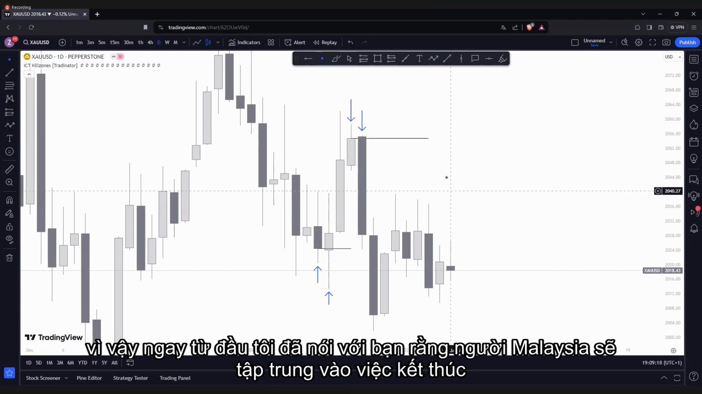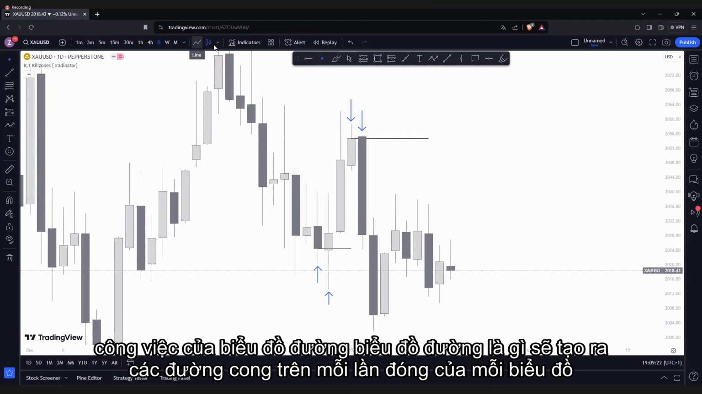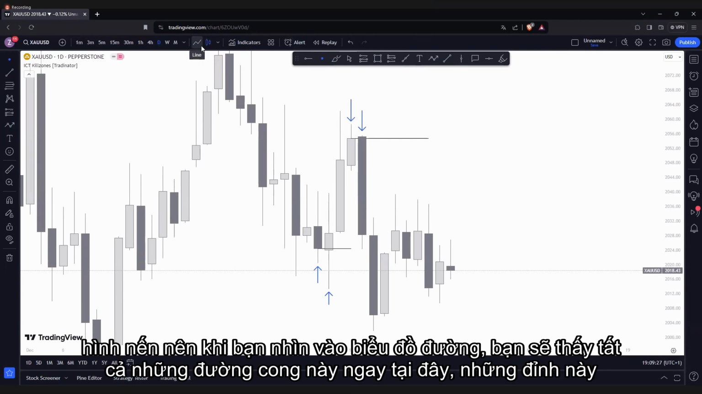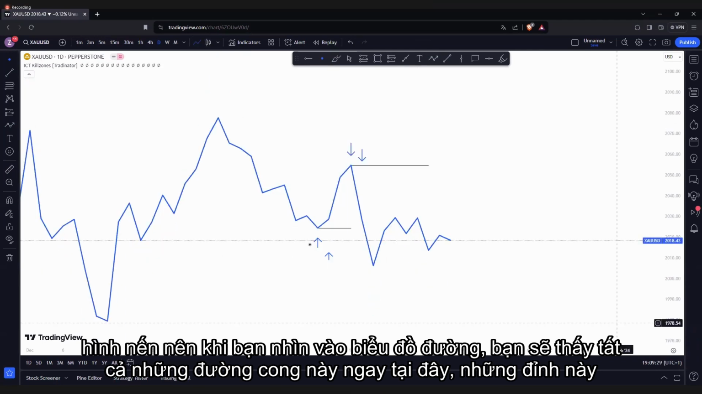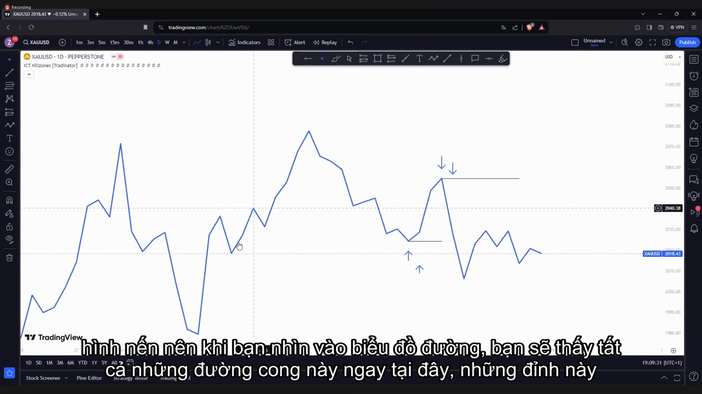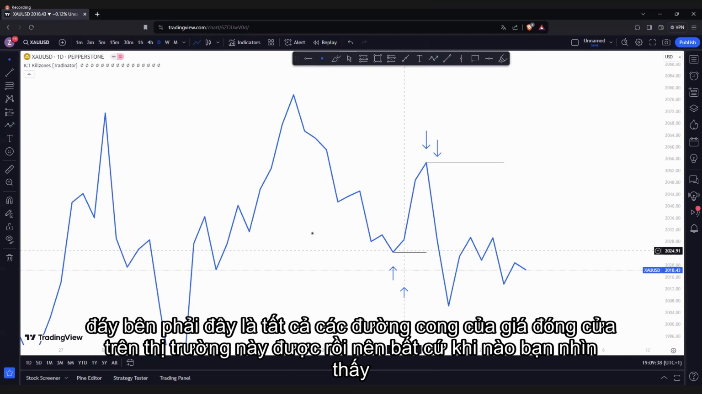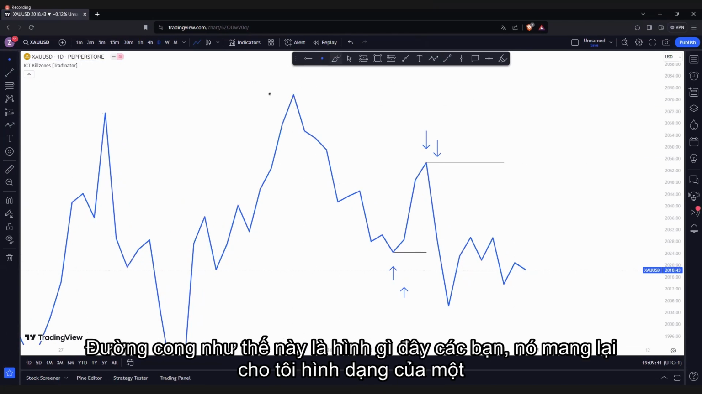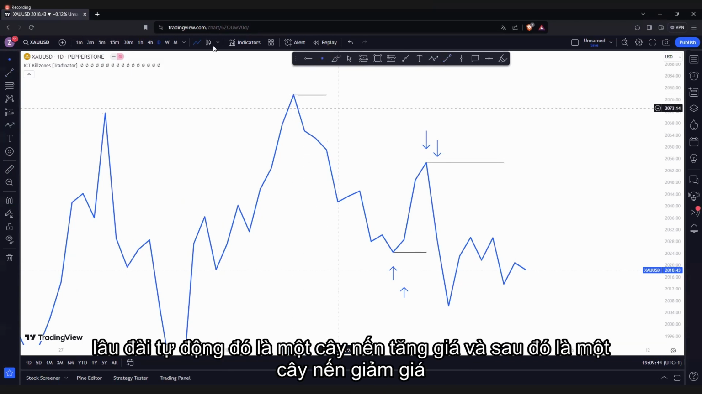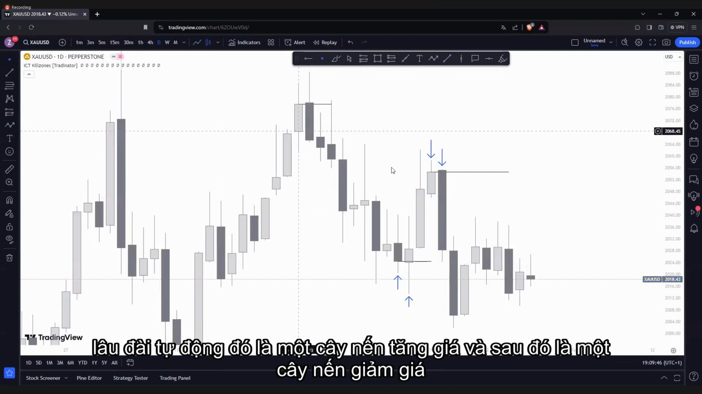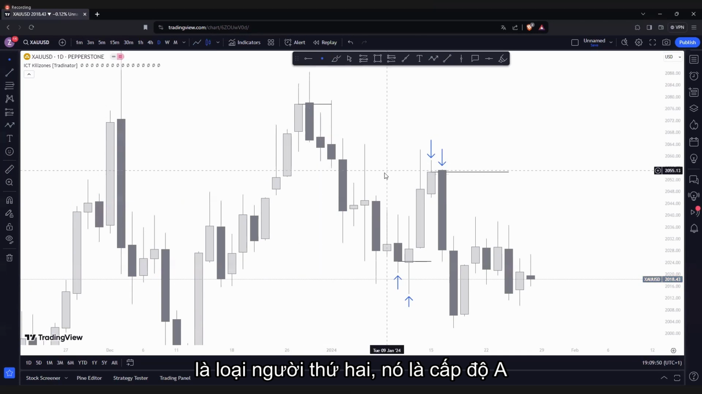So in the beginning, I told you that in the Malaysian SNR, you're going to be focusing on the closings. What's the job of the line chart? The line chart is going to make curves on each closing of each candlestick. So when you go to the line chart, you see all these curves right here, these tops, these bottoms, right? These are all curves of the closing price in this market. Okay, so whenever you see a curve like this, what shape is this, guys? This is giving me the shape of an A. Okay, so automatically it's a bullish candle and then a bearish candle, which is the second type of SNR. It is the A level.